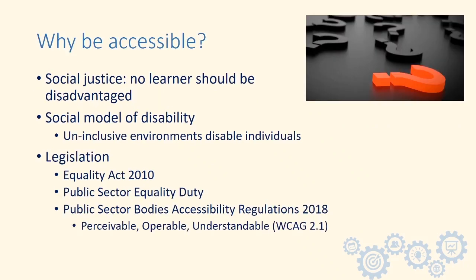So why be accessible? Most importantly, we want to enable all students to succeed and to anticipate and remove barriers to their success. The social model of disability flips the old medical paradigm. Instead of disability being located in the individual and their medical profile, it is located in the environment. For example, a building without lift access can disable a wheelchair user.